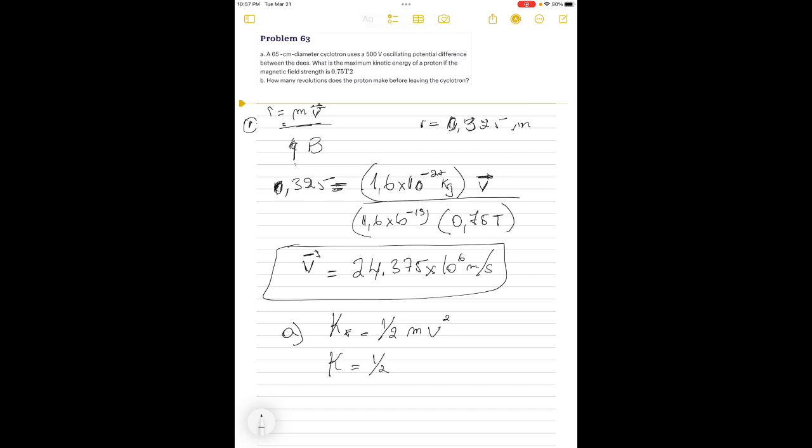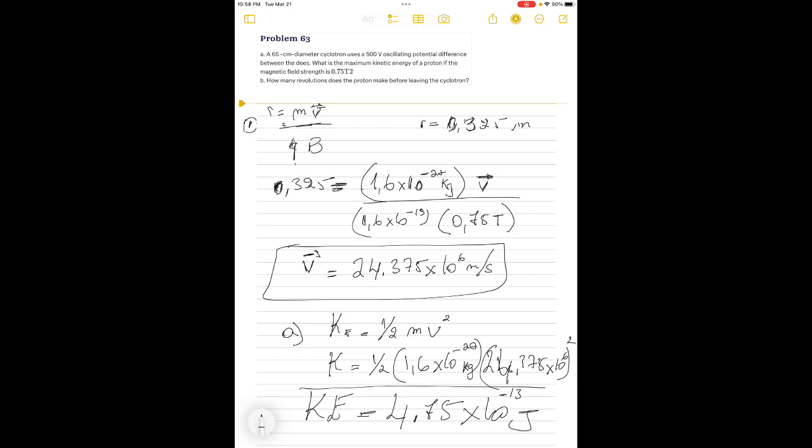So 0.5 times the mass of a proton, that's 1.6 times 10 to the power of minus 27 kilogram, times the speed, that's 24.375 times 10 to the power of 6, squared. So the kinetic energy is equal to 4.75 multiplied by 10 to the power of minus 13 joule.